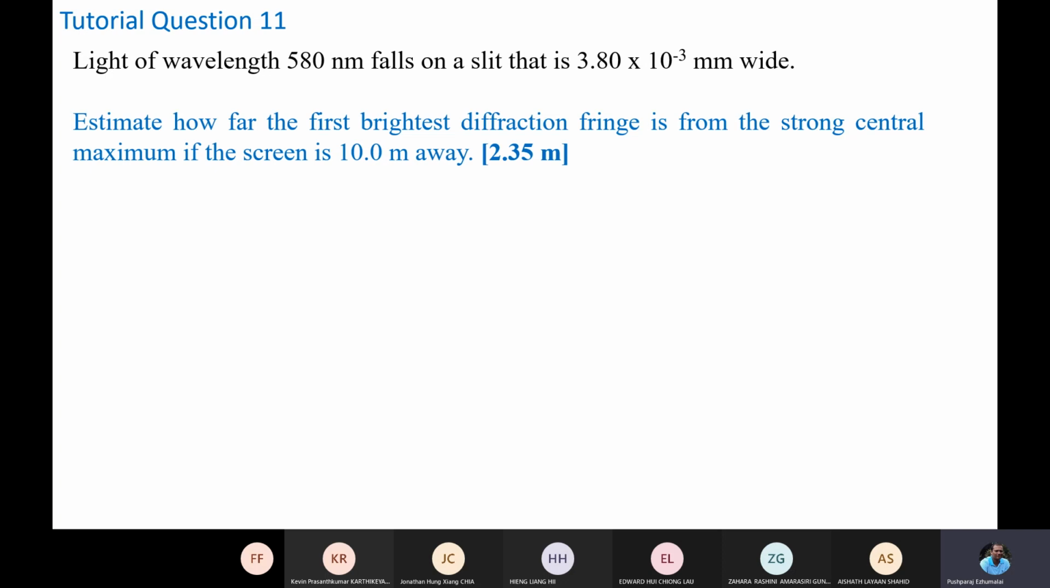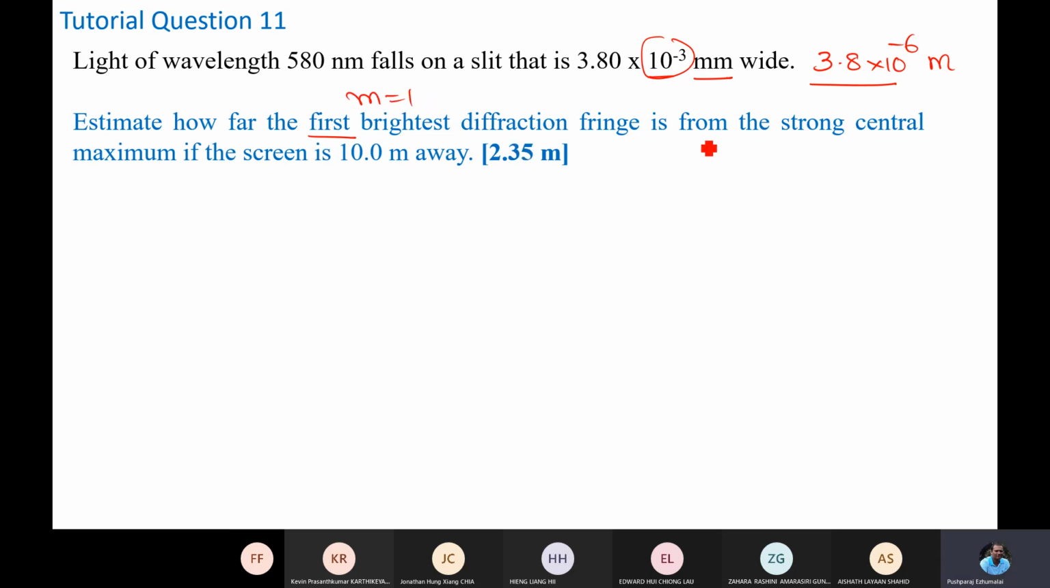Tutorial question number 11. Light of wavelength 580 nanometer falls on a slit that is 3.8 into 10 power minus 3 millimeter. Always remember, because in the examination many students forget to put this millimeter. They will consider only this number, but they forget the unit. So the answer becomes wrong. So be careful about that. So what is the value? 3.8 into 10 power minus 6 meter. So totally we get micrometer.